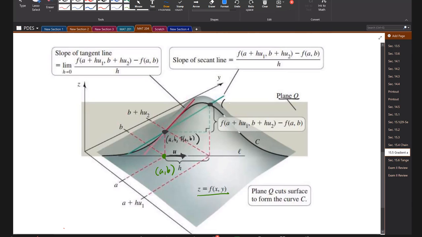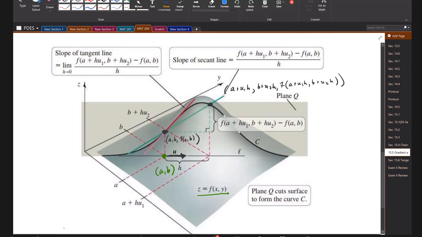That's going to be the vector a plus u1h, comma, b plus u2h, comma, and then f of a plus u1h, comma, b plus u2h. So that gives us this new point on the graph.